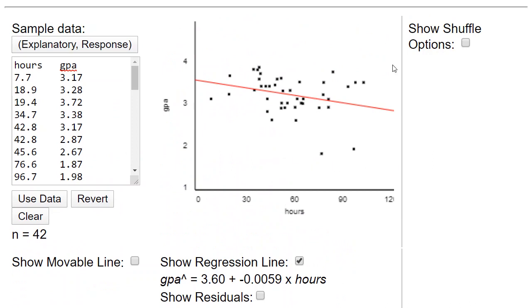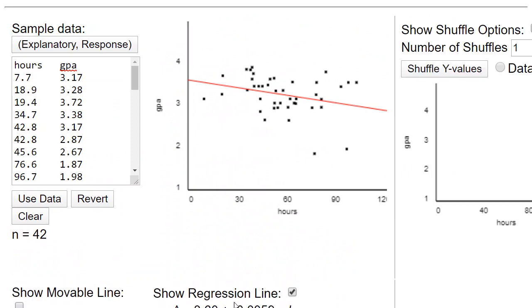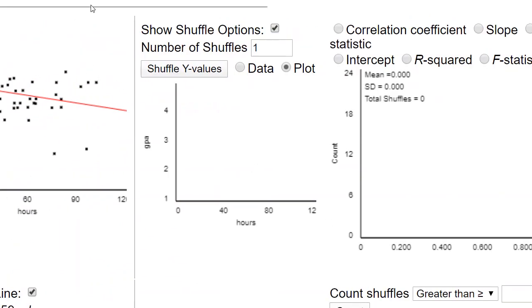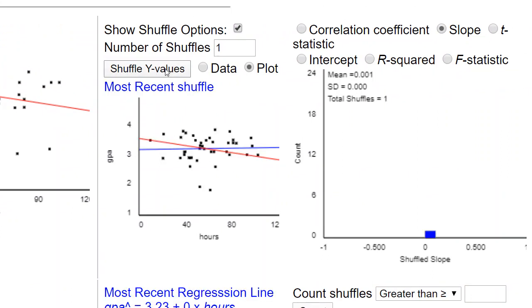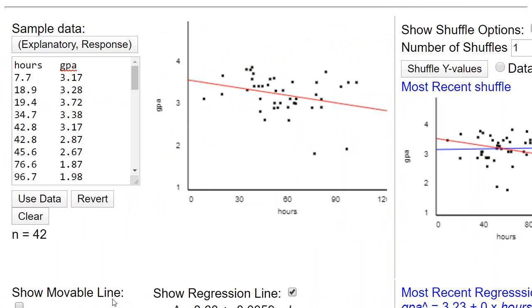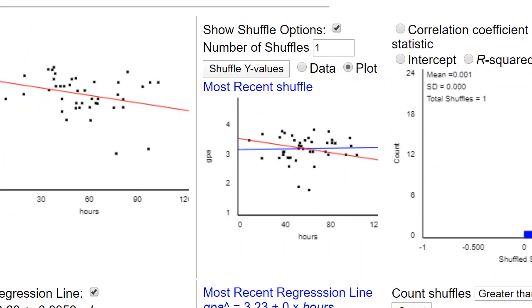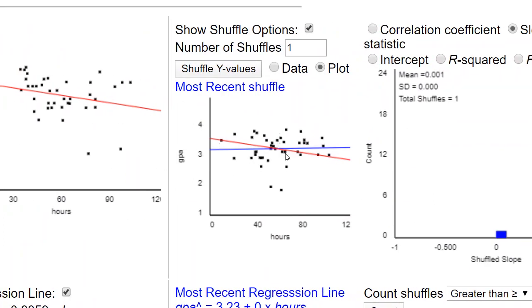Okay, how do we do simulation here? Well, we click the shuffle button, slide over. And we need to click slope here because we're doing inference for the slope. When you click shuffle y values, it's going to take this data here and randomly spread out the y values among the x values. So we get a random scatter plot with the same x and y values, but the y values randomly thrown into the x values.